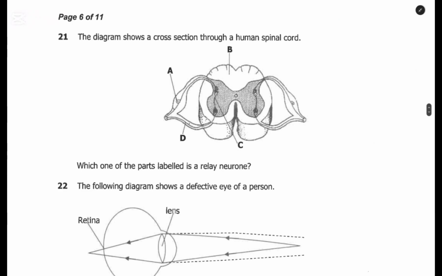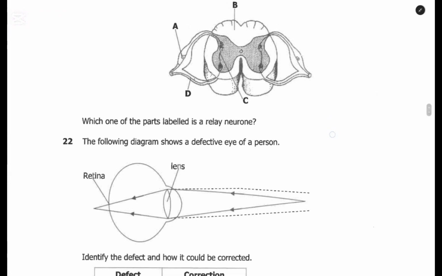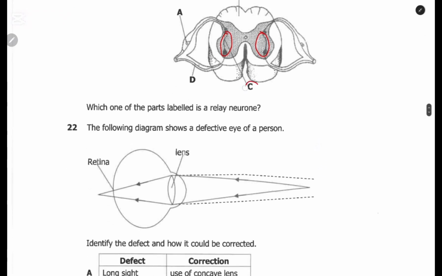Question 21, the diagram shows a cross section through a human spinal cord. Which of the parts labeled is a relay neuron? A relay neuron is also called the interneuron. It is found between the sensory and the motor neuron. So here, that is where you find the relay neuron. So therefore the answer here is C.